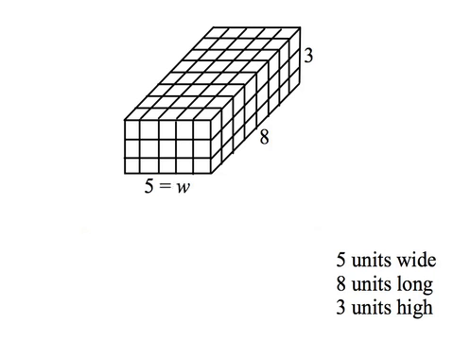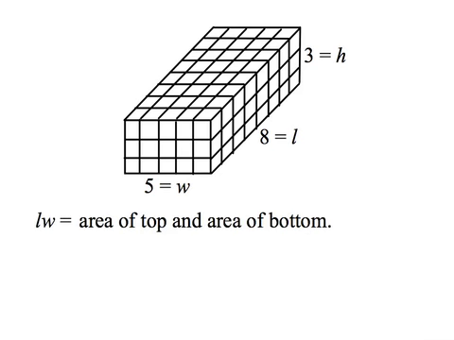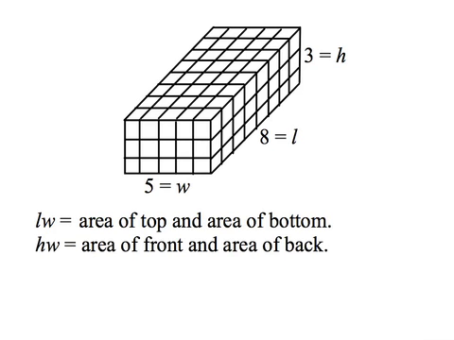We're going to mark that the width is the 5, the length is the 8, and the height is the 3, and we use H for height, L for length, and W for width. And then we notice that the top and the bottom were each 5 times 8, which is length times width, or LW. The area of the front and the back was H times W, or the height times the width, which was 5 times 3.